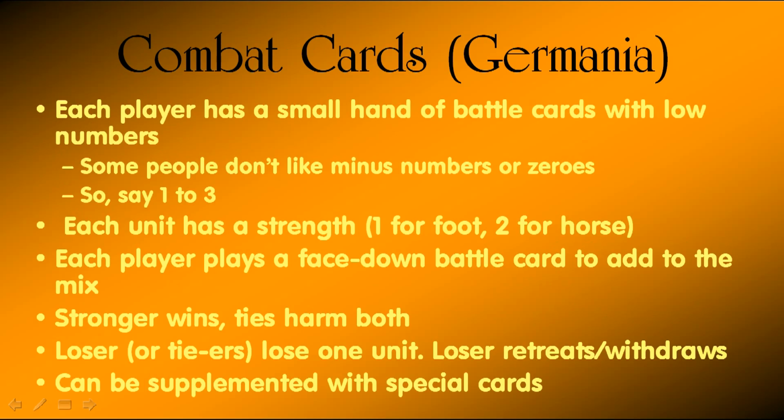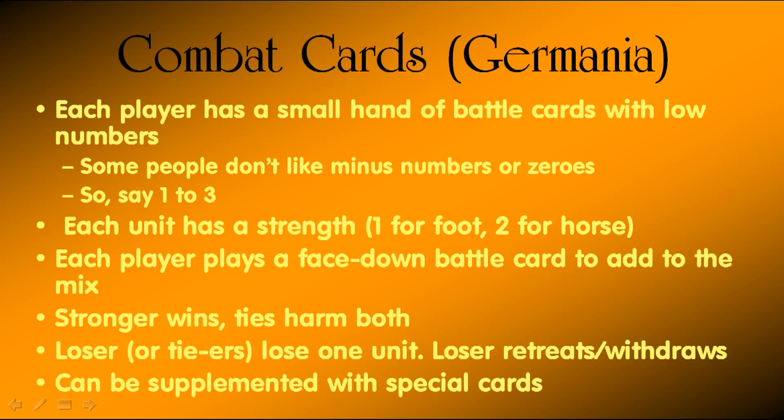Then we have another diceless method, combat cards or battle cards, which I use in Germania, which is not a Britannia-like game actually. Each player has a small hand of battle cards with low numbers. Those cards may come from a shared deck, or each player may have a separate individual deck, again evening out the luck. Some people don't like minus numbers or zeros, so perhaps the cards will have between a +1 and a +3. Each unit also has a strength, 1 for foot, 2 for horse.